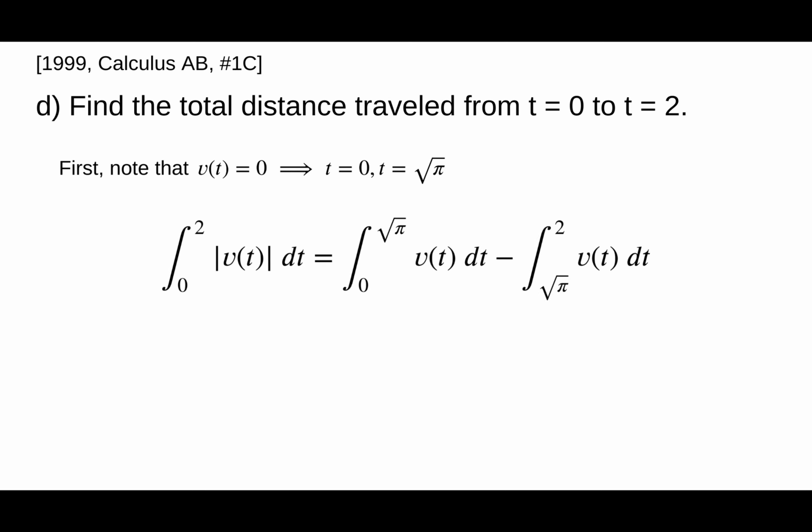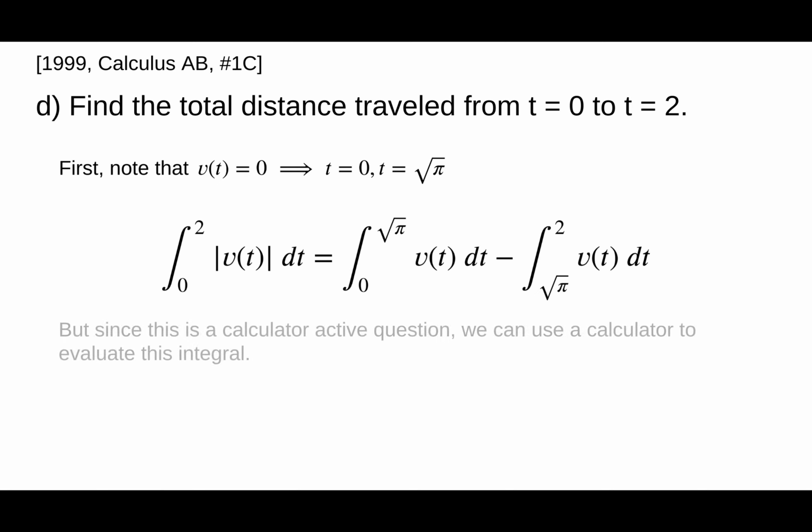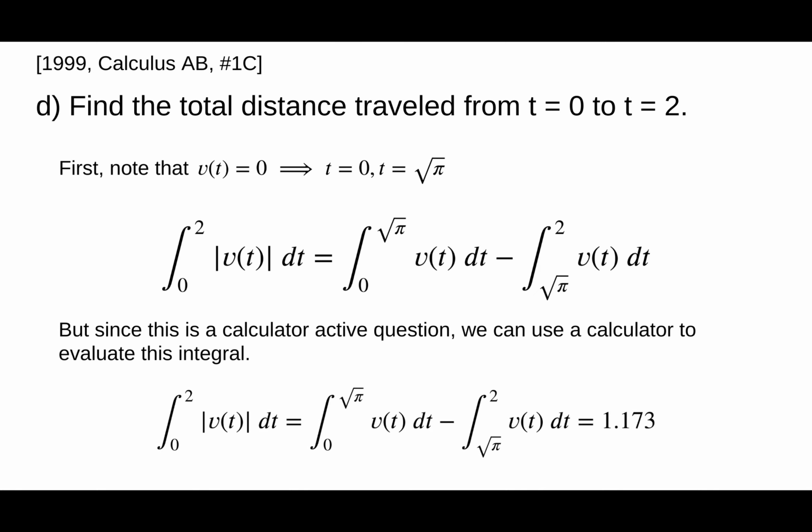The total distance traveled is the definite integral from 0 to 2 of the absolute value of v of t dt, which is the definite integral from 0 to square root of pi of v of t dt minus the integral from square root of pi to 2 of v of t dt. Again, it is a calculator active question, so we can use the calculator to determine both of those integrals. And if we do, we can find that the total distance traveled is 1.173.